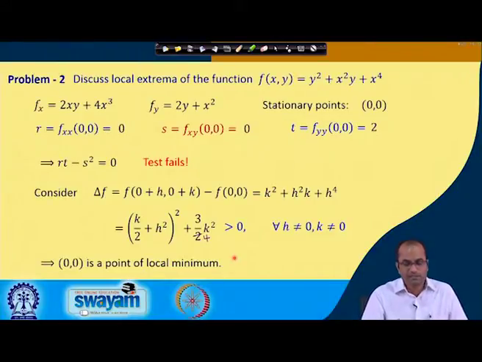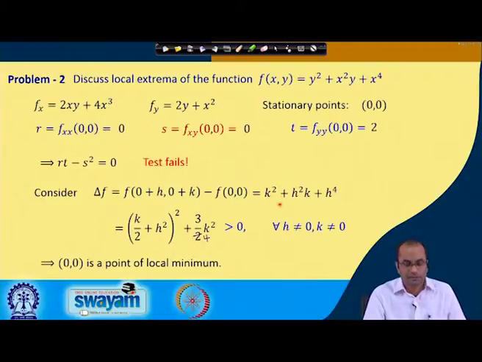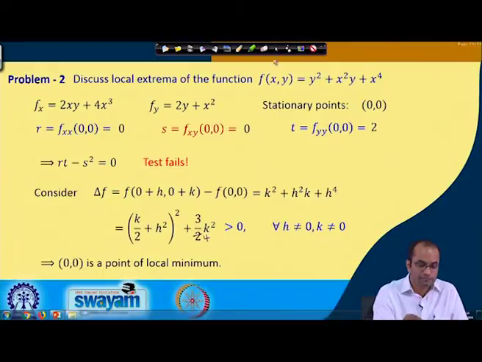It was easier in this case because the test fails, but it was only a sufficient condition. We could not get any sufficient condition which can tell us about this local minimum, but this function was very easy to discuss directly. We realize that whatever point we take in the neighborhood, delta f will be positive, and hence this is a point of local minimum.